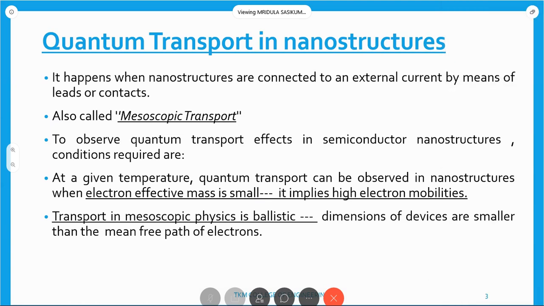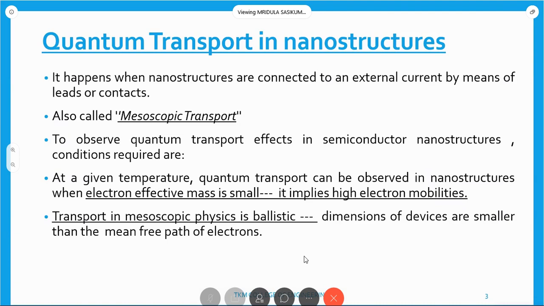Nanostructures are materials that have at least one dimension between 1 to 100 nanometers. Quantum transport happens in nanostructures when they are connected to external current by means of leads. Transport is also called mesoscopic transport.